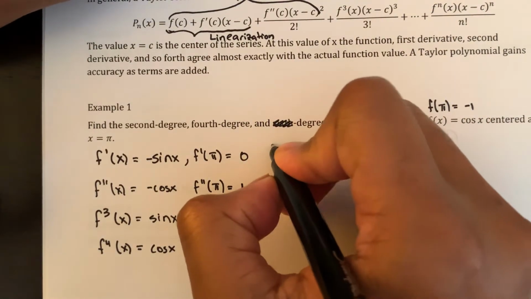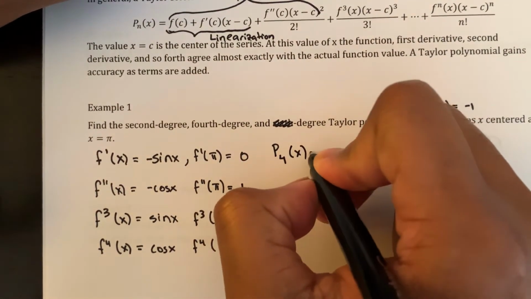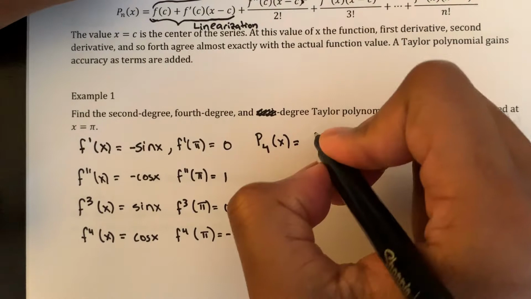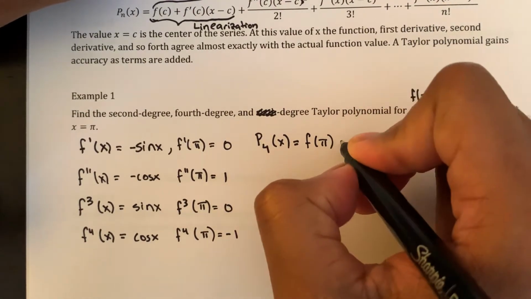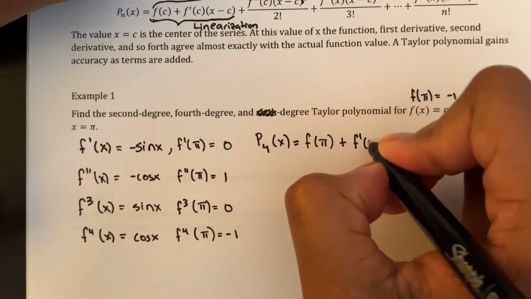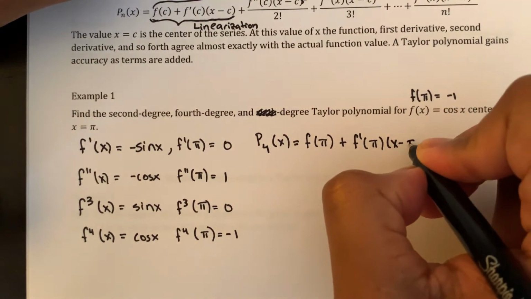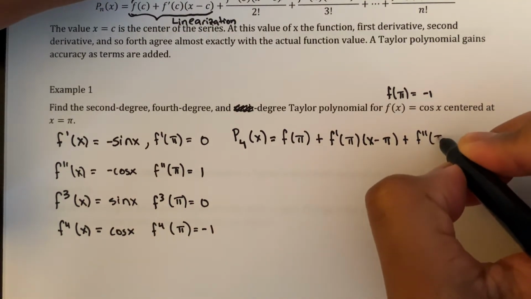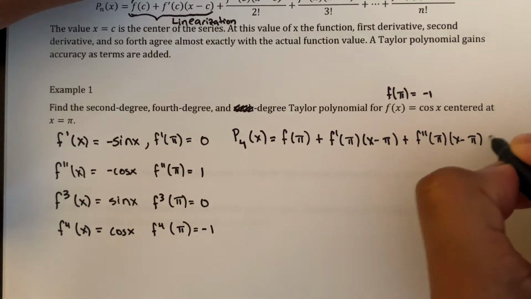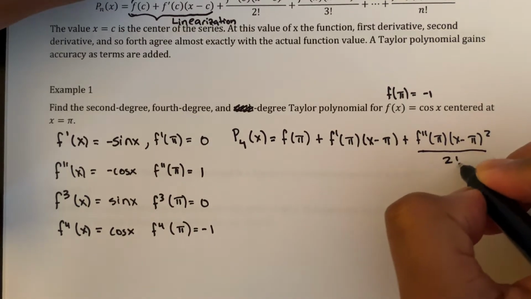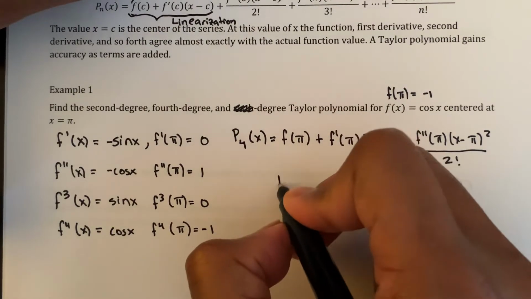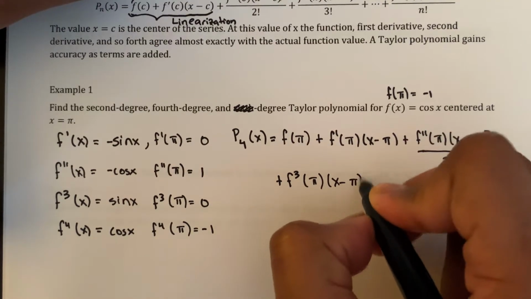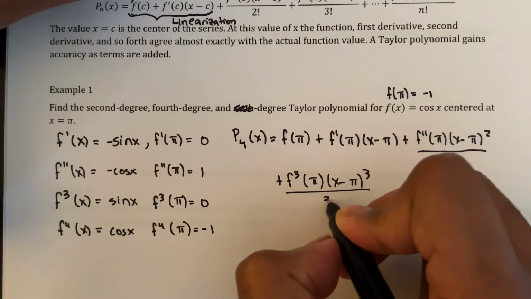So when we write our fourth degree Taylor expansion, we're going to have P4 of x is f of pi. So we'll just write out how we would if we were doing a formula. So we're going to have f of pi plus f prime of pi times x minus pi to the first power plus f double prime of pi times x minus pi squared all over 2 factorial. I'm running out of room, so we're just going to put plus f triple prime of pi times x minus pi cubed all over 3 factorial.